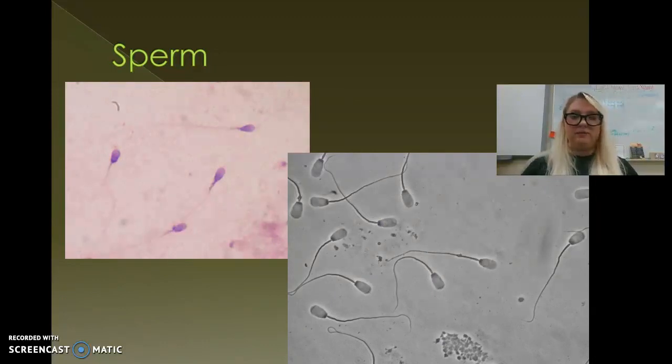Okay, the male reproductive cell is commonly known as sperm. And as you can see, sperm just have little tiny tails. And then the head. The head is where the DNA is found.